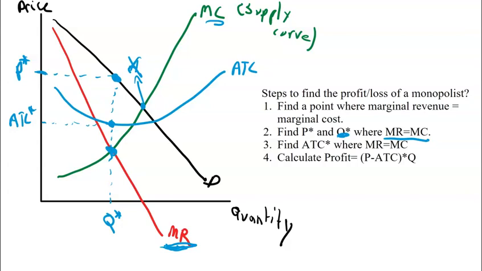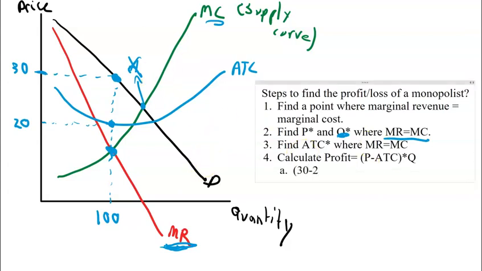And then I calculate the profit. I just plug in all the values and find it. Let's use some numbers. Let's say Q star is 100, P star is 30, and ATC star is 20. So then my profit would be 30 minus 20 times 100, which is $1,000. So my profit is going to be this region.